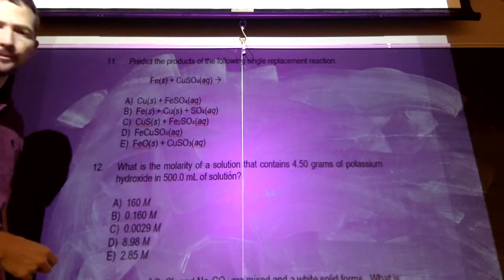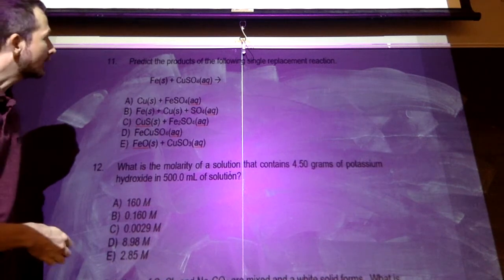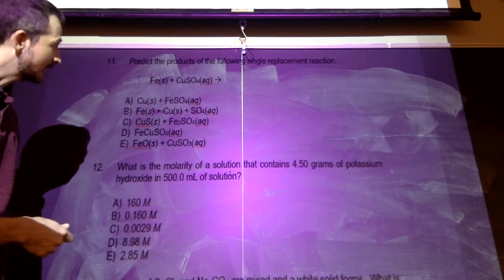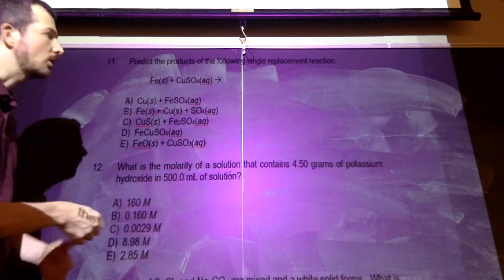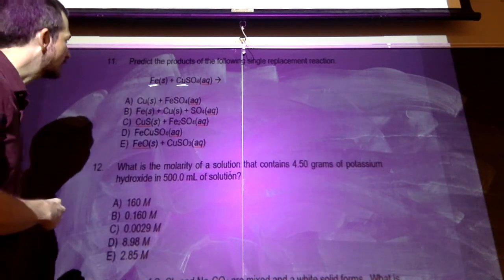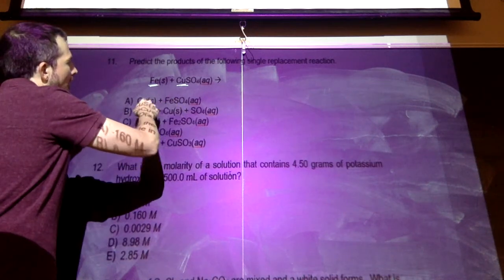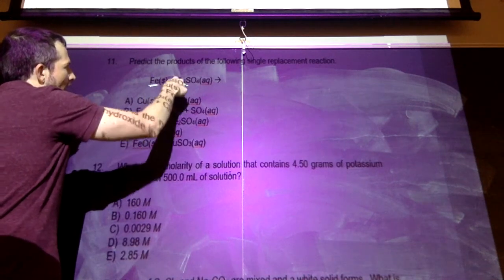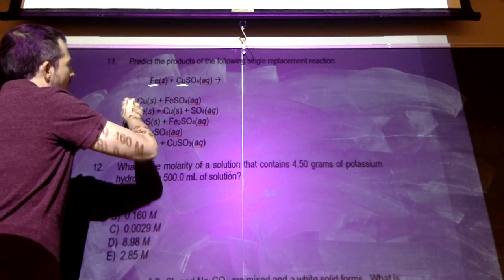Okay, 11. Predict the products of the following single replacement reaction. So single replacement, so my metals are going to change positions. So here's, that's going to be it. The iron's taking the place of the copper.